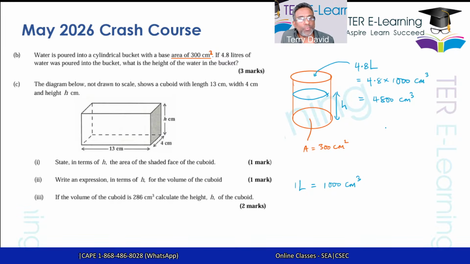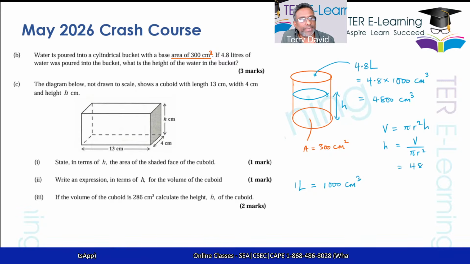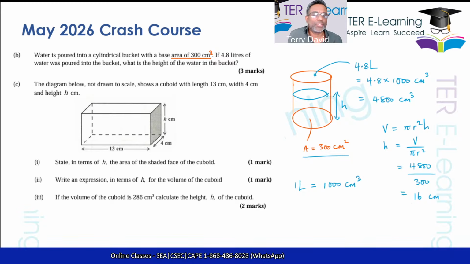Now, the volume of a cylinder is pi r squared h. If I want to work out h, it is simply the volume divided by pi r squared. So the volume of water we add is 4800 divided by pi r squared. Now pi r squared is the base area, so you divide by 300. That's simply 48 divided by 3, so this is going to be 16 cm. That's the depth of the water inside that container.